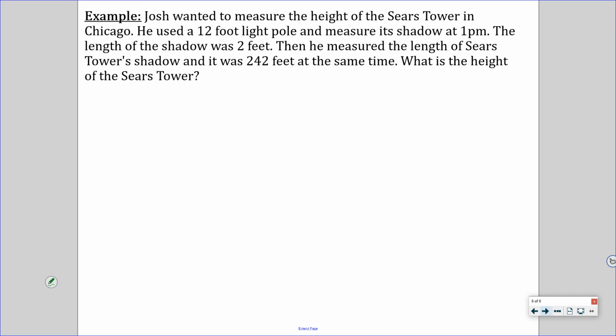He used a 12-foot light pole and measured its shadow at 1 p.m. The length of the shadow was 2 feet. Then he measured the length of the Sears Tower shadow, and it was 242 feet at the same time. What is the height of the Sears Tower?